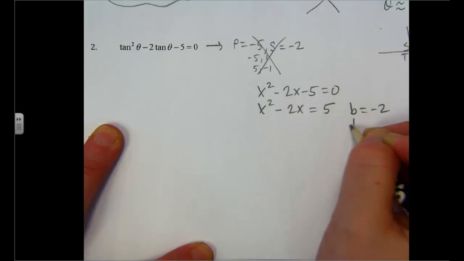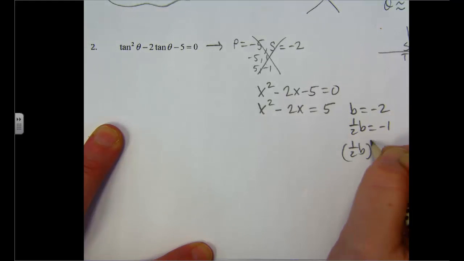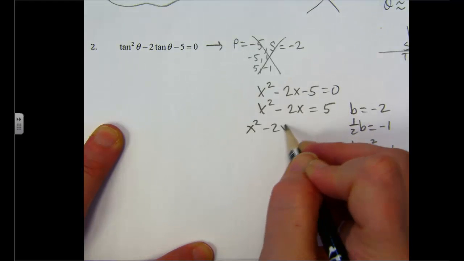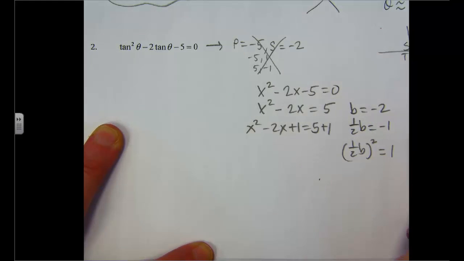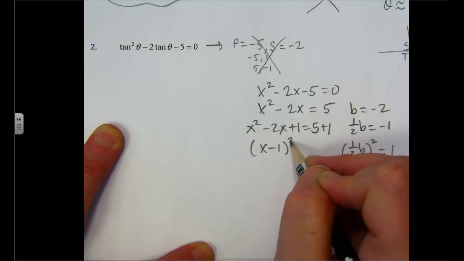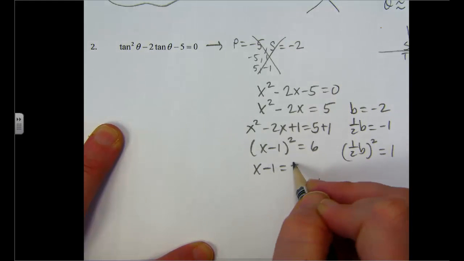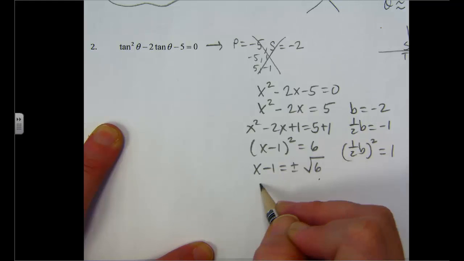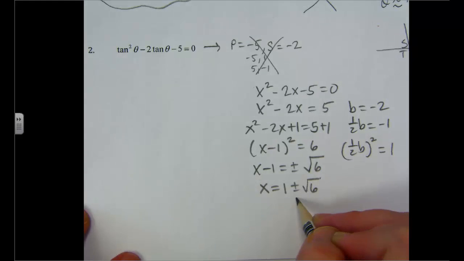I move c over, I make my b list. From my b list, I add half b squared to both sides. So I add 1 to both sides. Now the left side's a perfect square. I put my half b term in parentheses with x, combine the right, and solve. X minus 1 is plus or minus square root of 6. Add 1. X is 1 plus or minus the square root of 6.